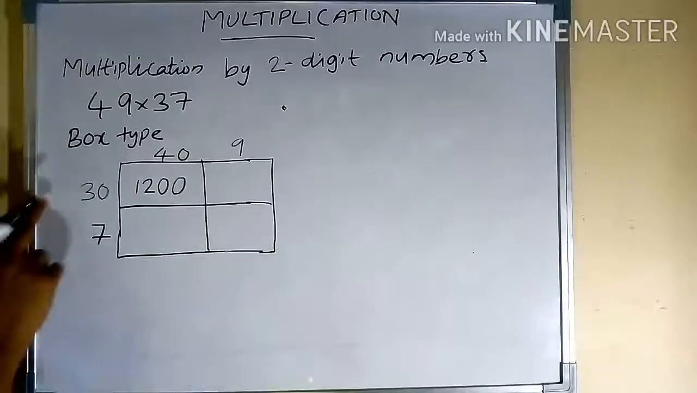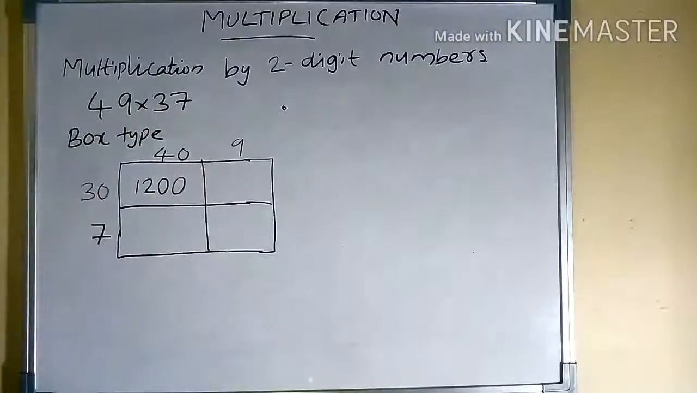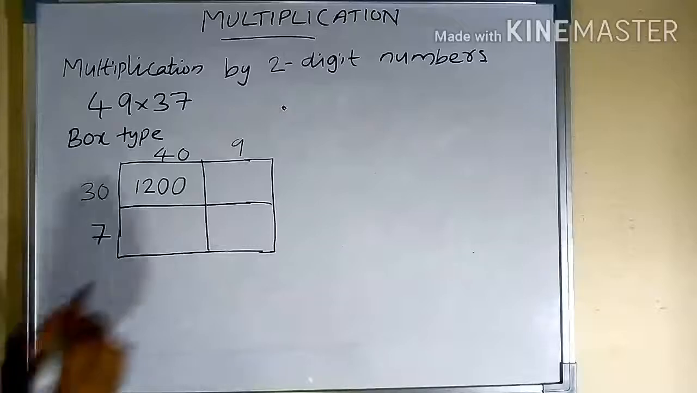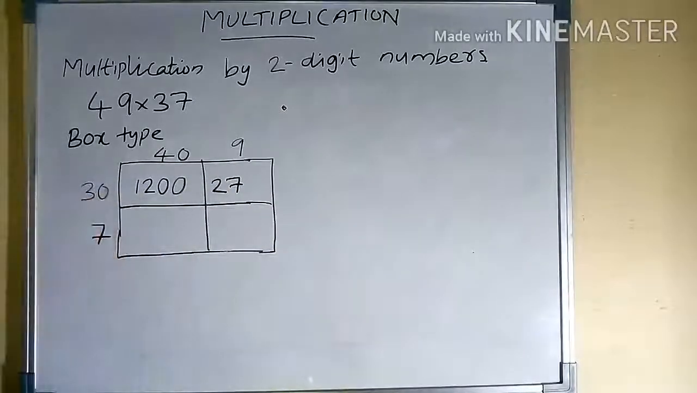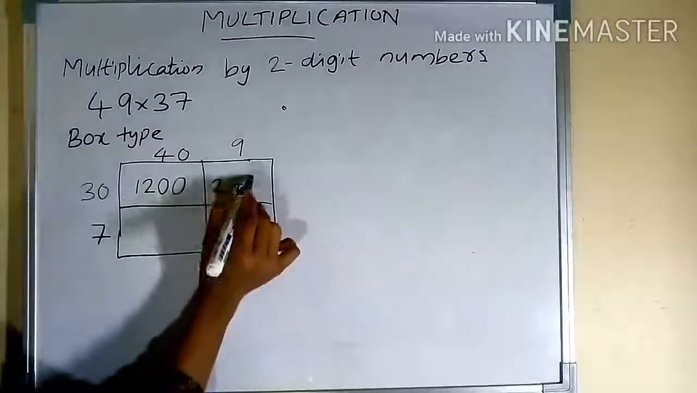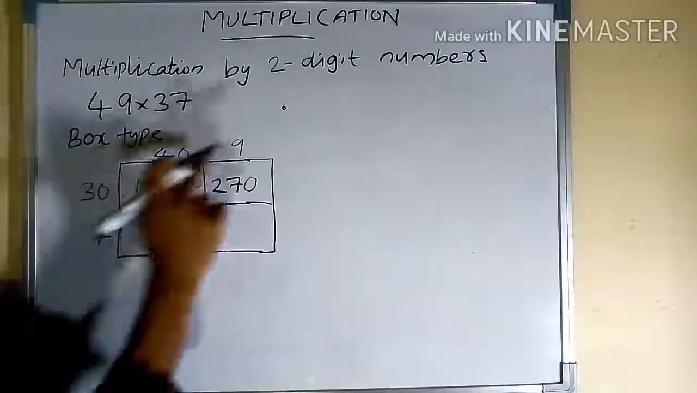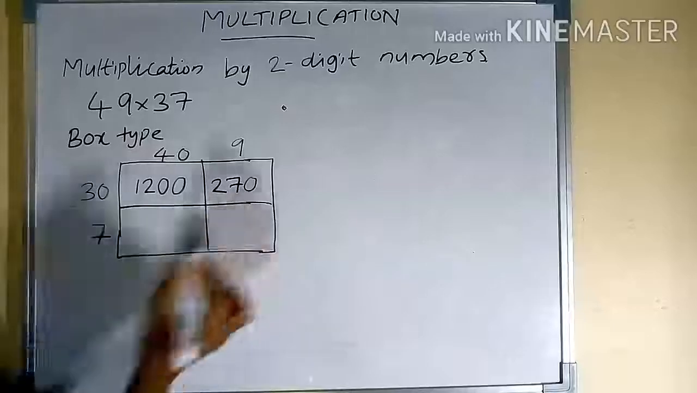Okay, next multiply 30 into 9. That is multiply 3 into 9 first. What is the answer? 3 into 9? 27. In 30, how many zeros are there? 1 zero. So write 0 here. So what is the answer? 30 into 9 is 270.